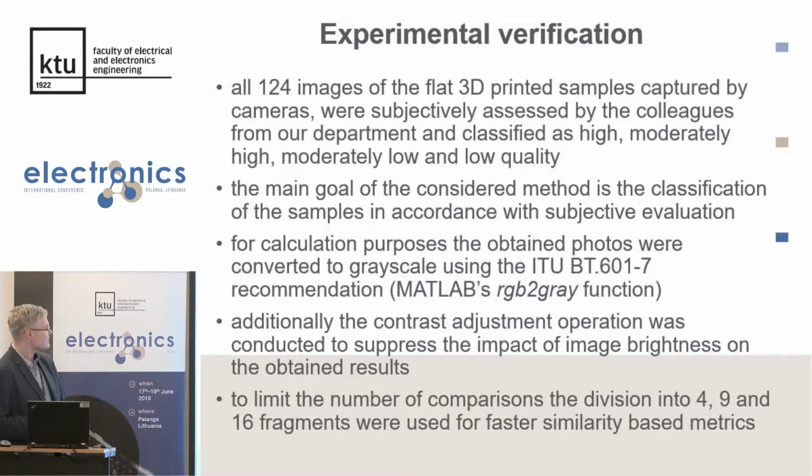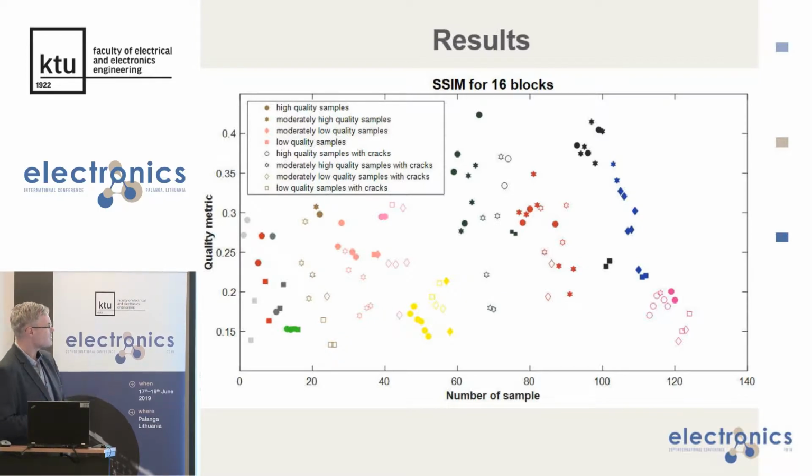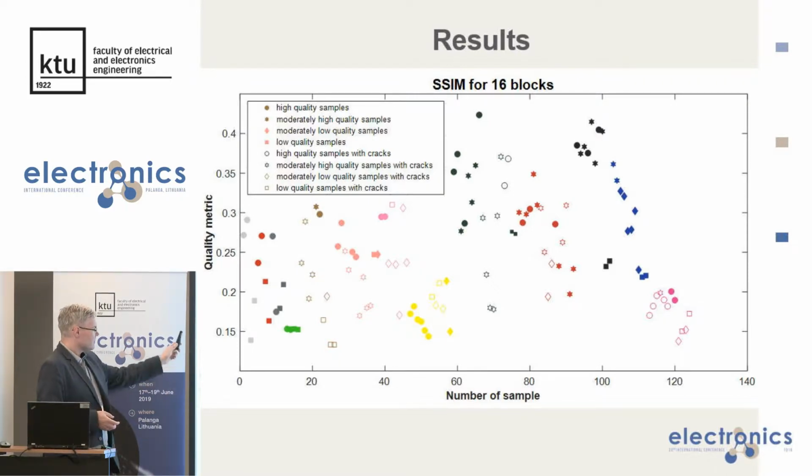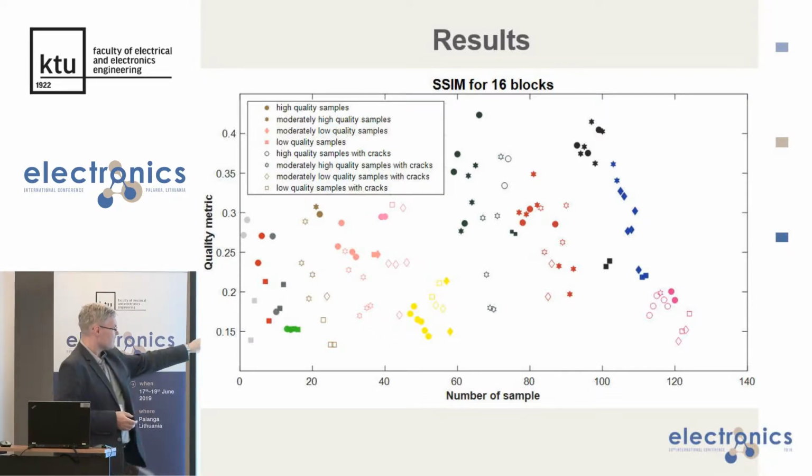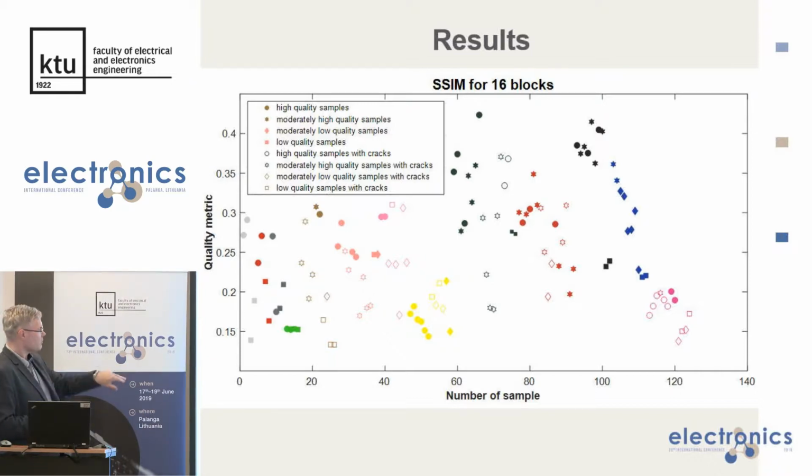So, as I said, all the images were captured and subjectively assessed by our colleagues, and converted into grayscale because the metrics are dedicated to grayscale images, with results for 16 blocks for structural similarity. Some of the samples have cracks, so they have empty symbols. The more round ones are high quality, the more rectangular are low quality samples, and they are mixed here.